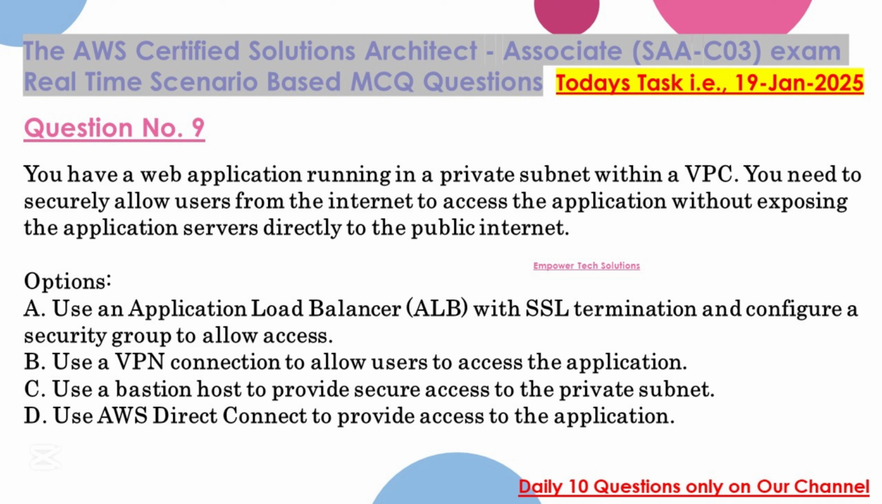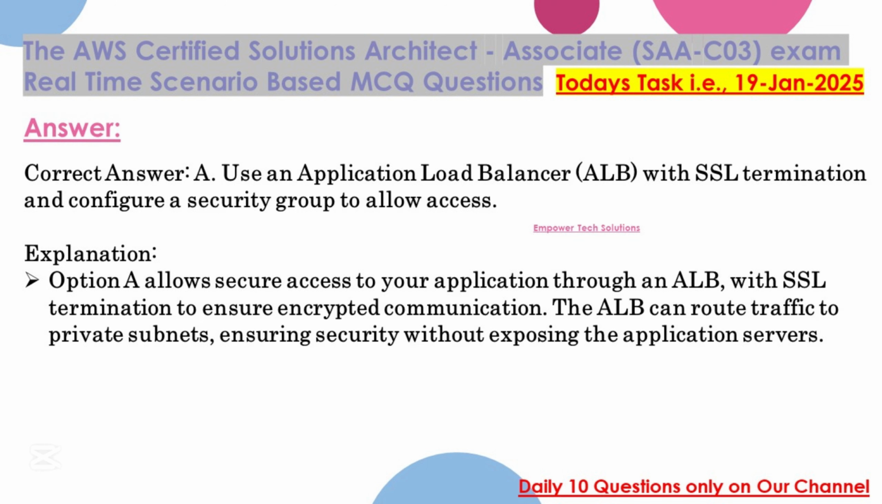B. Use a VPN connection to allow users to access the application. C. Use a bastion host to provide secure access to the private subnet. D. Use AWS Direct Connect to provide access to the application. Correct answer: A. Use an application load balancer, ALB, with SSL termination and configure a security group to allow access.